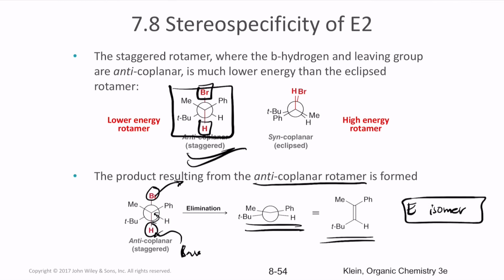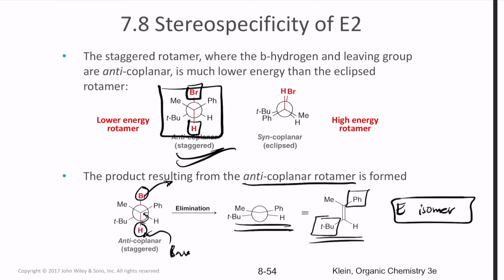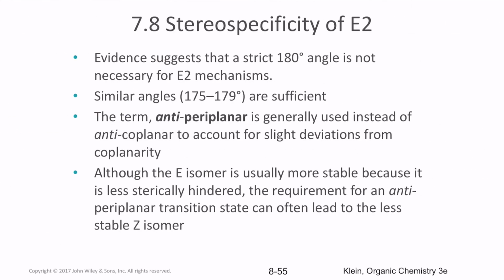because it's always trying to make sure that the structure has the groups on opposite sides. For example, if you look at it here, with tert-butoxide, here it is phenyl, both are on opposite sides, that's why it creates an E isomer. Evidence suggests that a strict 180-degree angle is not necessary for E2 mechanisms. The most common angles that are sufficient are around 175 to 179.